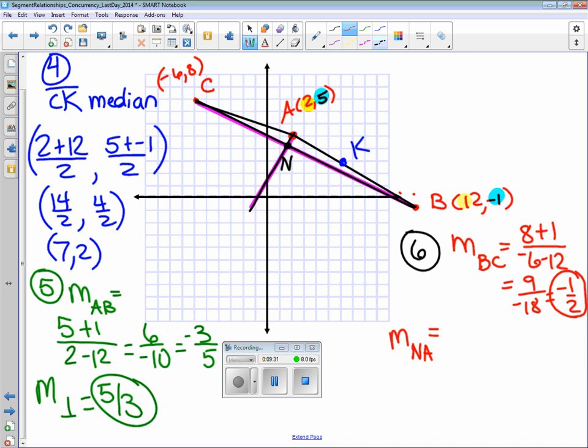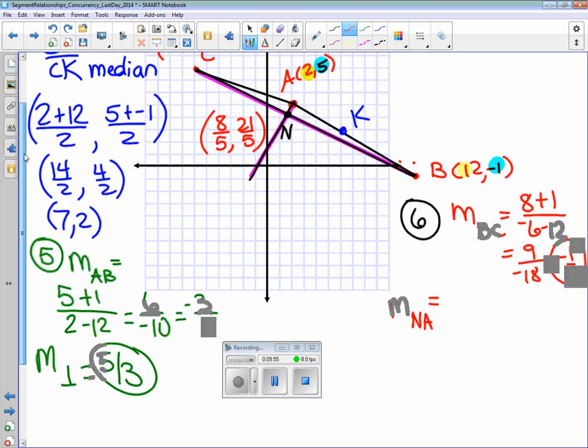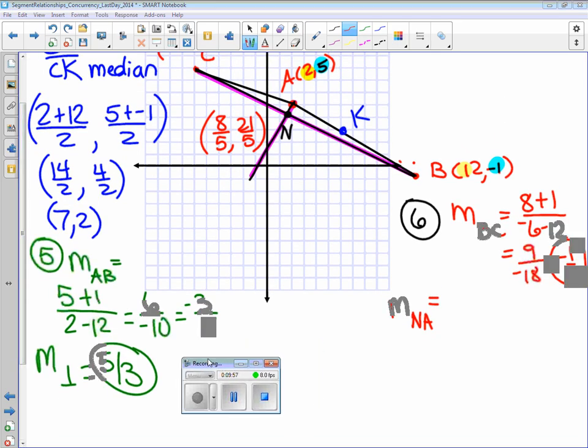Now, NA. Point N had the, what was it, 8/5, and then 21/5? Yes. Okay. So I've got to use N and A now to find its slope. So it's going to take a little bit more work with fractions. Let's just write it down. Everyone should write it down. You should be able to do fractions. I'm going to do it my way. You can do it how you want. So we'll see if that works.